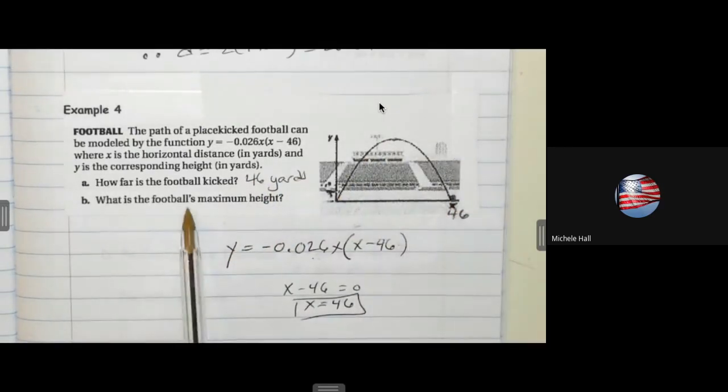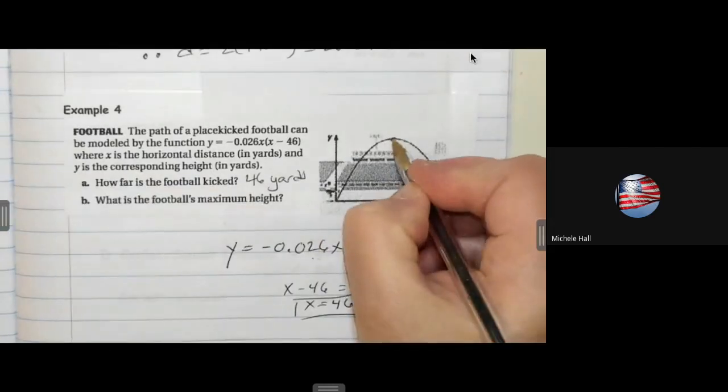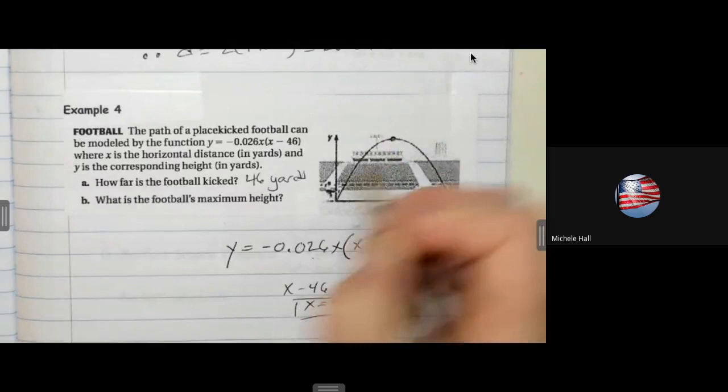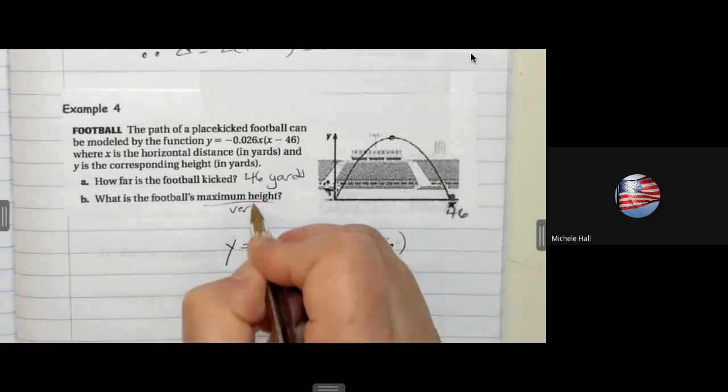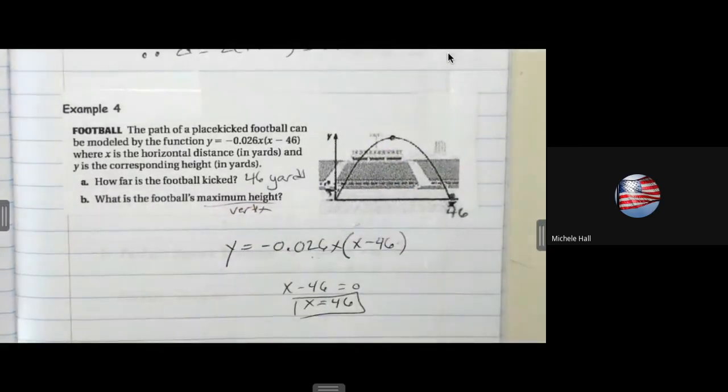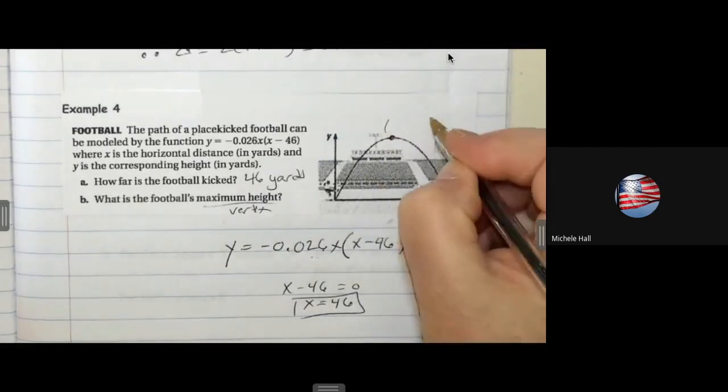What is the football's maximum height? Where am I looking for the maximum height here? Where would I look for maximum height? The vertex. Good wording. The vertex. So maximum height is about the vertex. Do I know anything on this vertex based on what we've already done? I know that it was kicked 46 yards. Do I know anything about that vertex? Do I have any numbers at all?